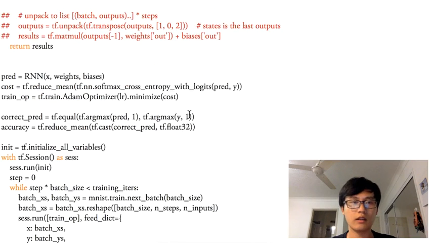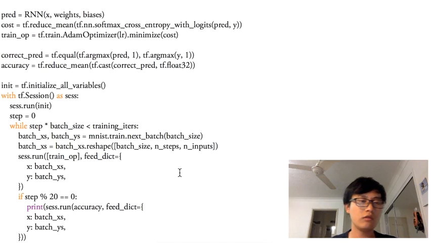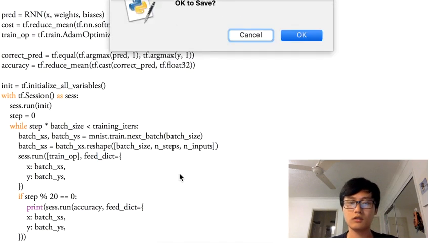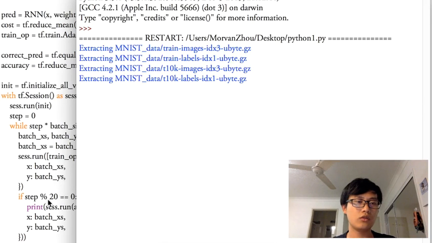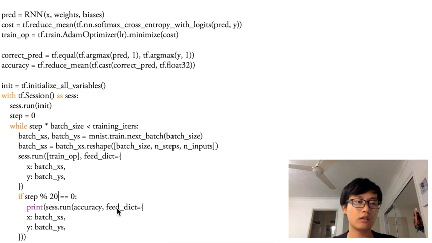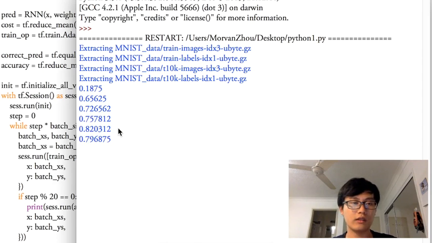So that is the RNN, and now we can run our model to test. For every 20 steps, we output the accuracy: 18%, 65%, 72%. The accuracy is increasing, so the model is learning something.